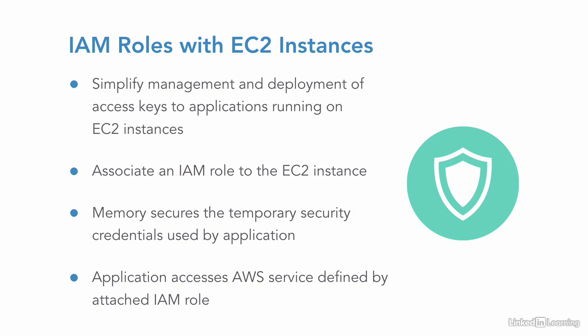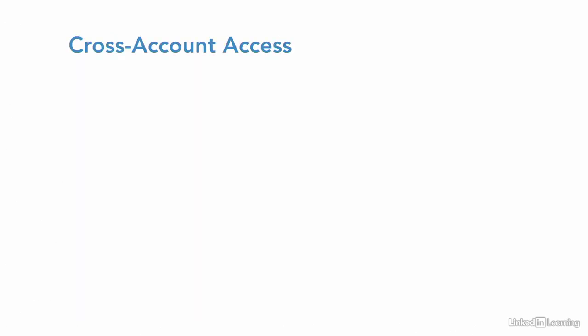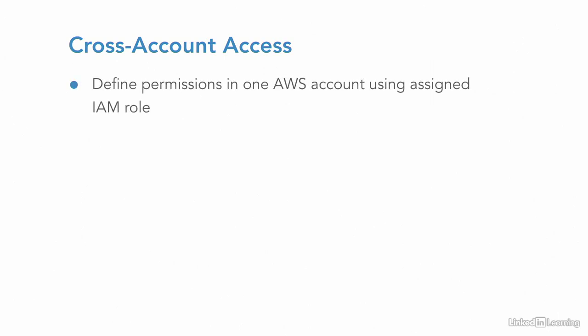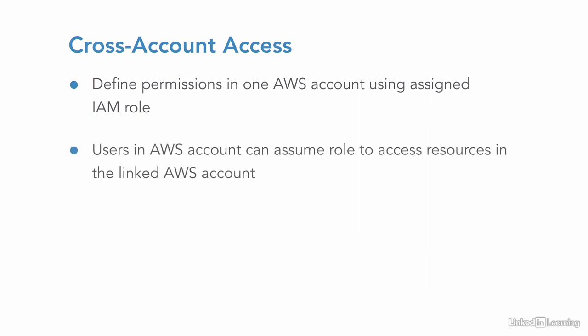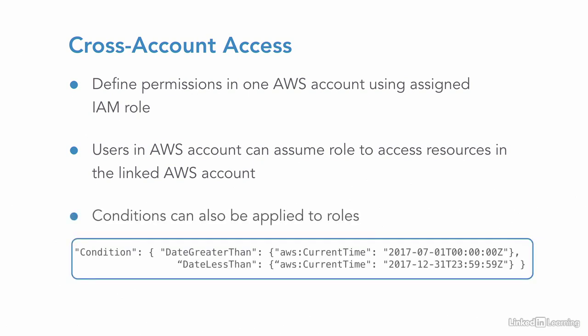If I want to define cross-account access, this is defining permissions in one particular AWS account using a role. The users in the first AWS account can assume a role to access resources in another linked AWS account. And these resources and the permissions that you add into this role can be anything that's required. We can also define a condition to a role and define that it could only happen on a certain date at a certain time.